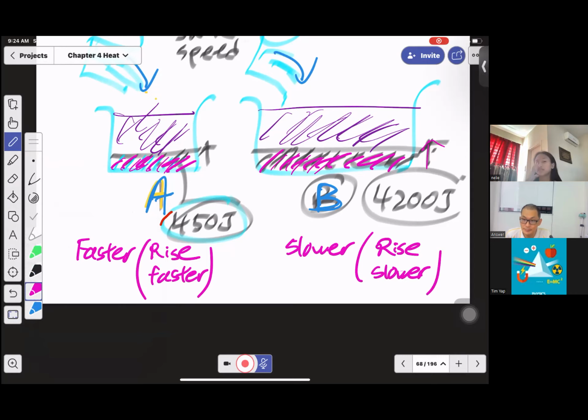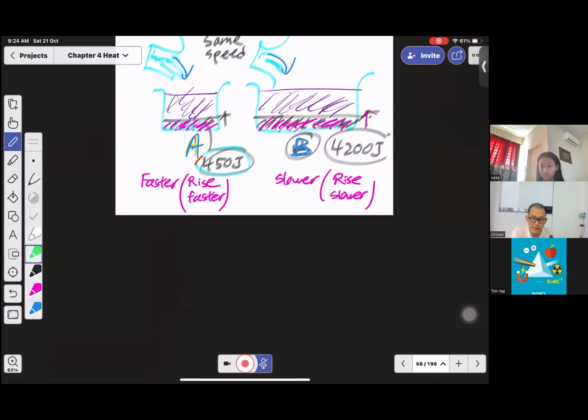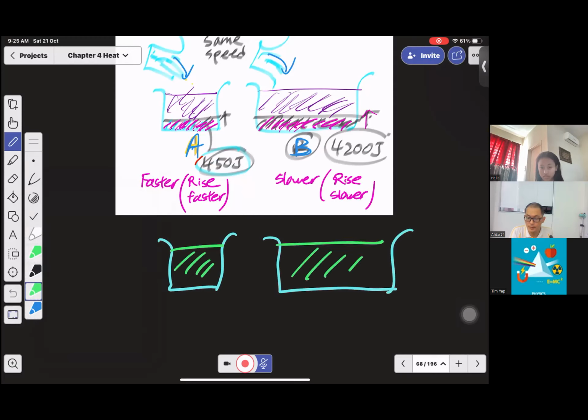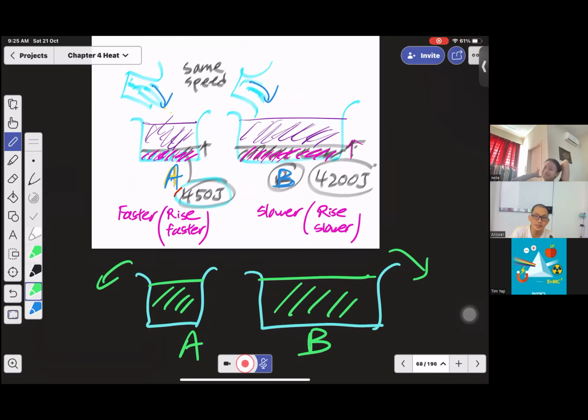Okay, so let's say you already make container A and container B full already. To pull out all the water from container A and B, which one is faster, A or B? A also, right? Now, a similar thing happens to the substance.